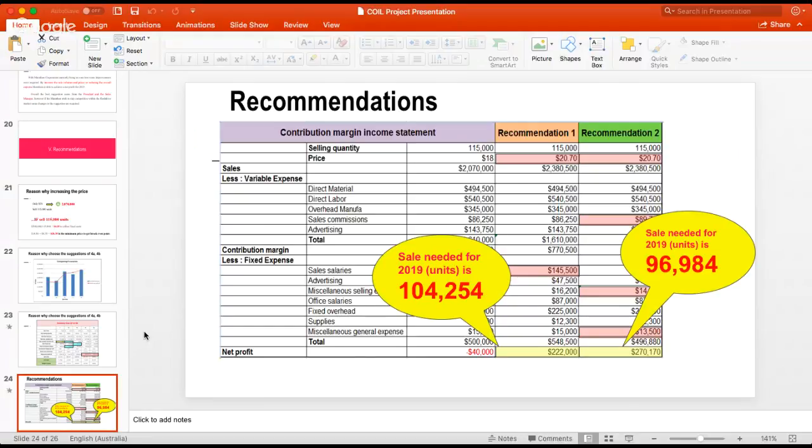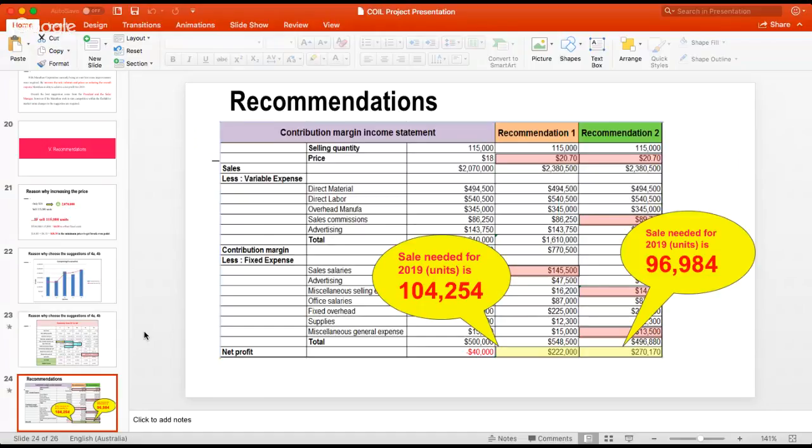So we decided to increase the price by 15% and the sales salary by 50%, while the sales volume remains constant. Putting this change into the sheet, the net profit goes up to $222,000. It's much better than the managers' suggestions. Although the sales required to get the target net profit are shown, it's still high.